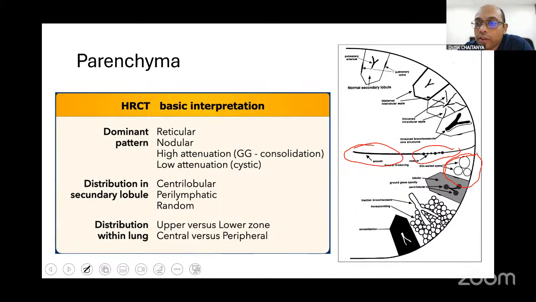High attenuation is when the lung parenchyma looks whiter or more hyperdense. It usually happens in ground glassing or consolidation. Then, whether the etiology is happening around the centrilobular vessels or around the perilymphatic interstitium, whether it is happening more in the upper lobe or lower lobe, whether more peripherally or centrally towards the hilum, based on all these factors, we try to narrow down our diagnosis or look at the etiology.